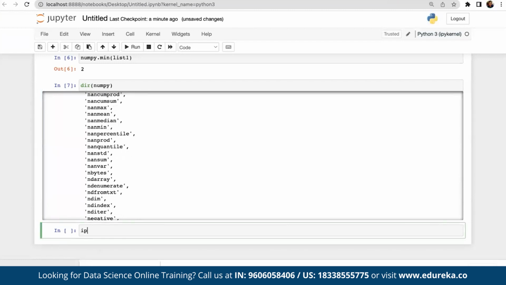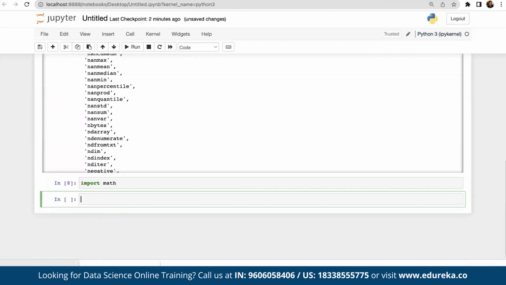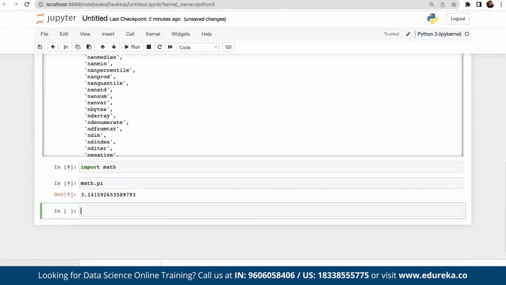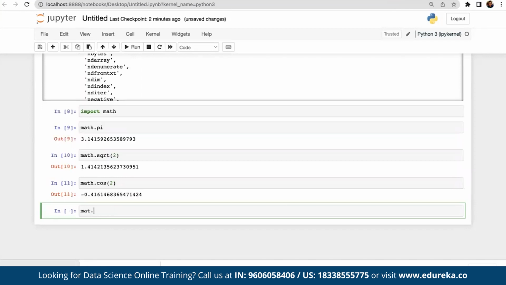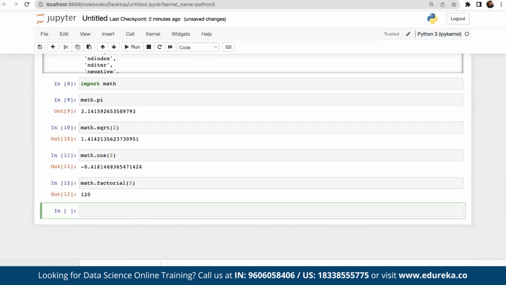Similarly, if you import the math library, you say math.pi for the pi value, math.sqrt of 2 to get a square root value, math.cos of 2 degrees, math.factorial of 5. So these are all inbuilt functions in Python. You don't have to reinvent the wheel. You don't have to put the energy into writing the whole formulas for it. All these things are inbuilt. You just need to call the function, pass the value, and things are done.